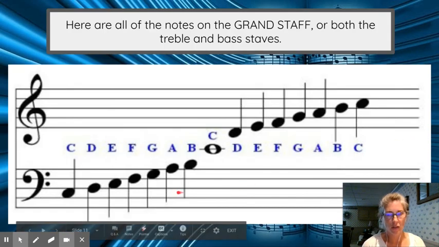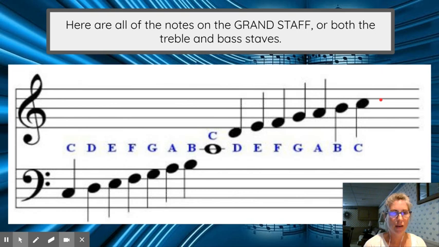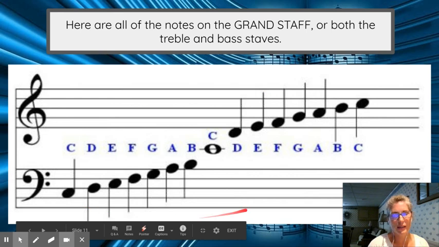So here are all the notes of the grand staff, minus a few at the bottom here. Starting on C, if we went backwards, we'd have B, A, and G. And if we carry it on up to the top, past C, we'd have D, E, and F. When we see all of these notes together like this, we call that the grand staff because we have the treble clef and we also have the bass clef.